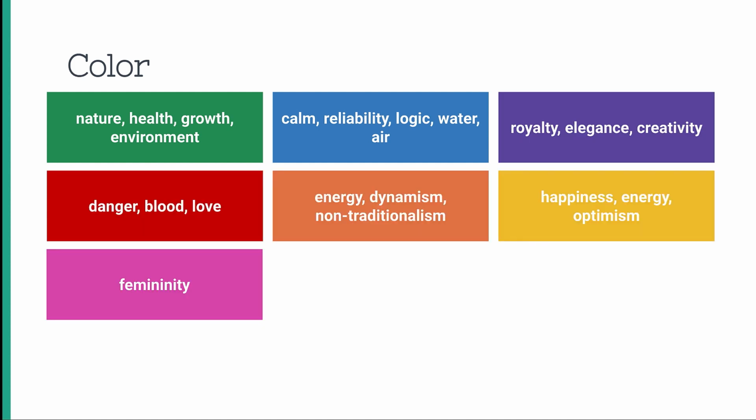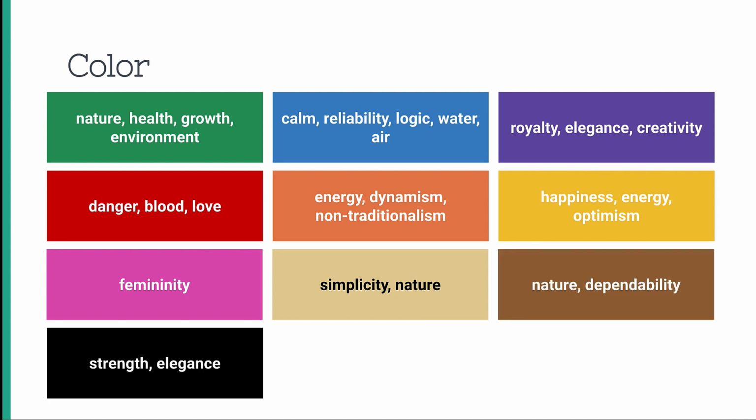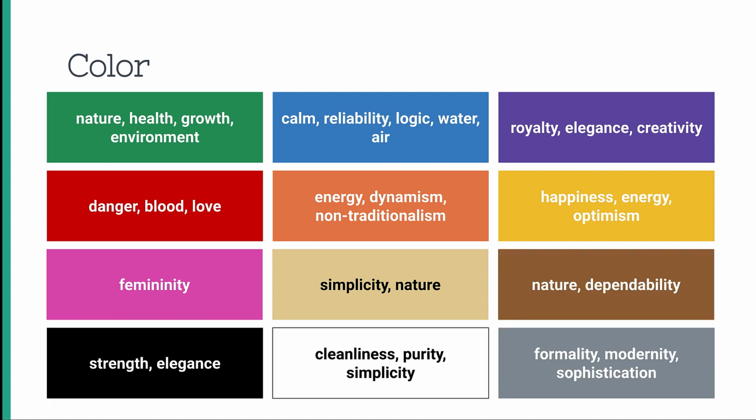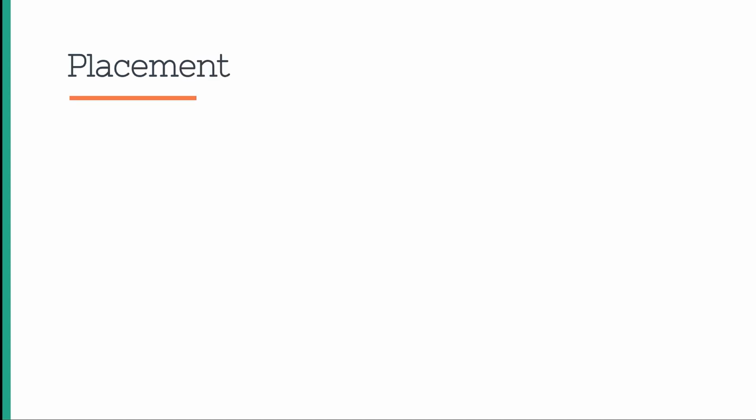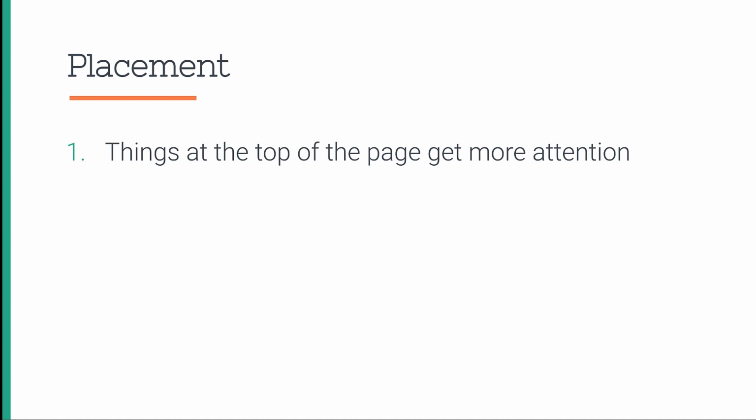And remember, these are different in different cultures. So you'll need to think about your culture, the target audience's culture, and the culture of the place where you're working. Those all need to go together. For example, white might mean cleanliness, purity, and simplicity in my culture, but in another culture, it's a color associated with death. Placement is something you need to think about when you're creating your design.